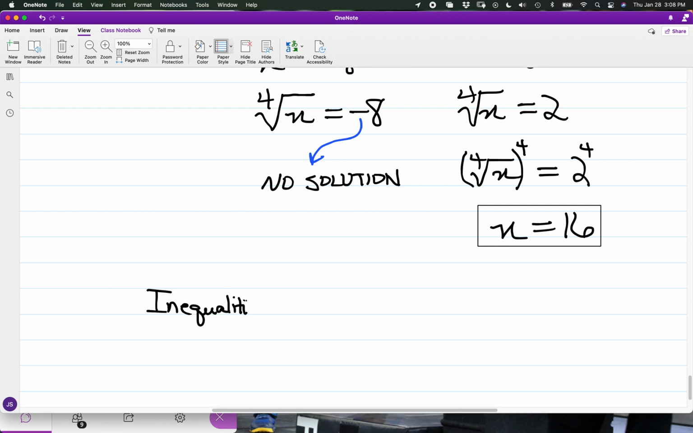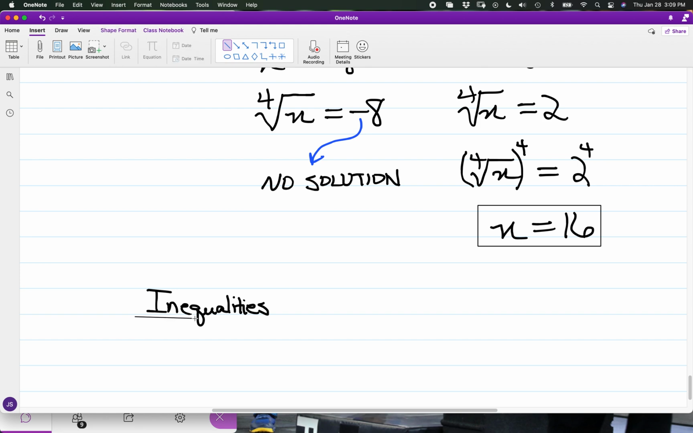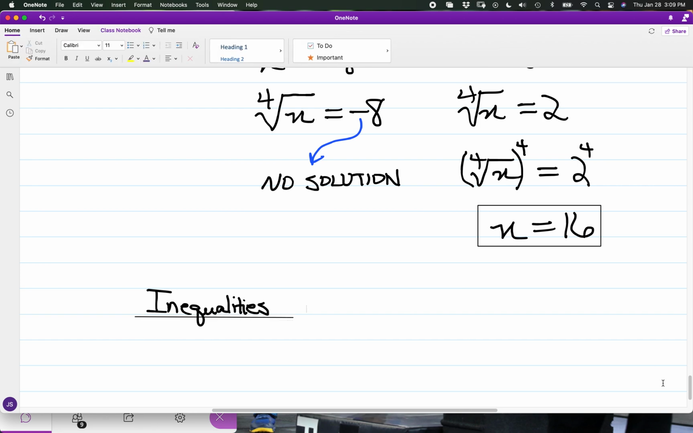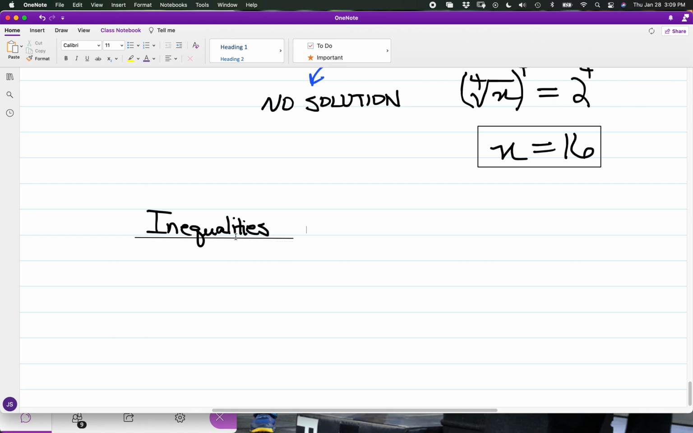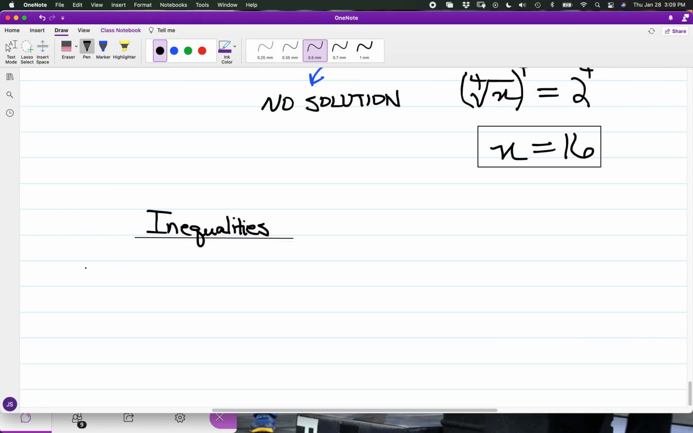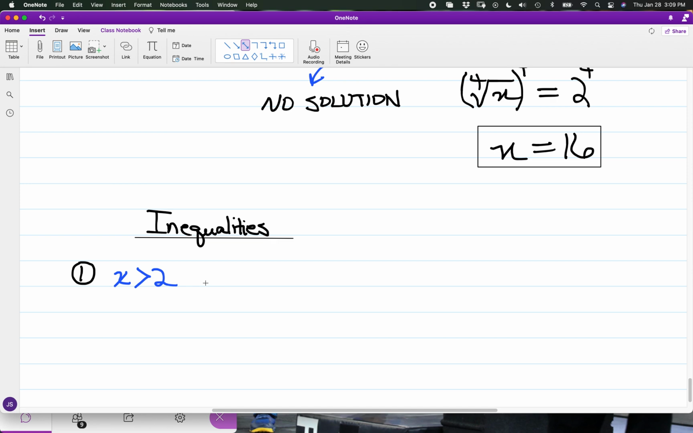Again, your inequalities are statements, not in the sense of not equal to, but like less than, greater than, less than or equal to, greater than or equal to. And there are ways in which you can express inequalities. For instance, if you have an inequality such as x is greater than 2, I can express it in terms of a number line.